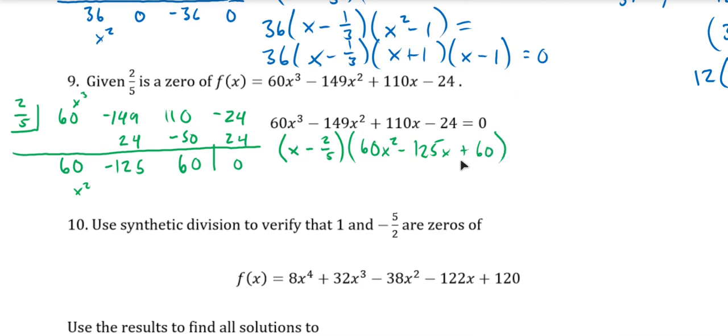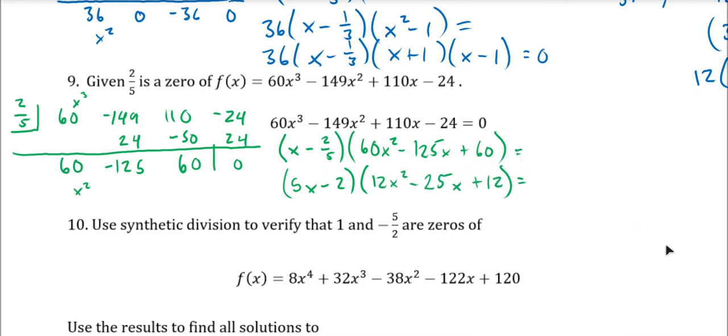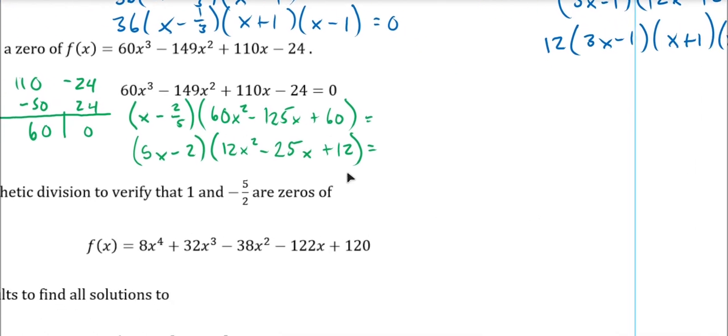Now, I would definitely endeavor to reduce this first. Let's divide a 5 out of each term. And let's, in fact, multiply that 5 that we get out into this leading term. If I do all of that, I'll get 5x minus 2. And then dividing these by that 5, I'll get 12x squared minus 25x plus 12. Now, how do I complete solving this? We're either going to need to use the quadratic equation or we're going to factor.